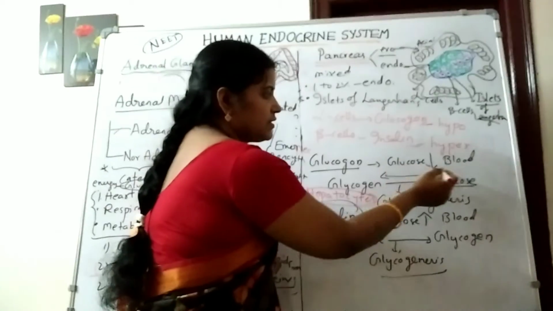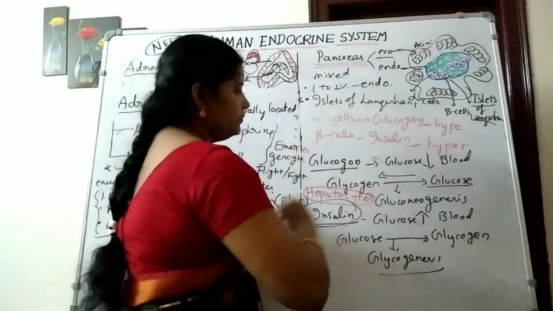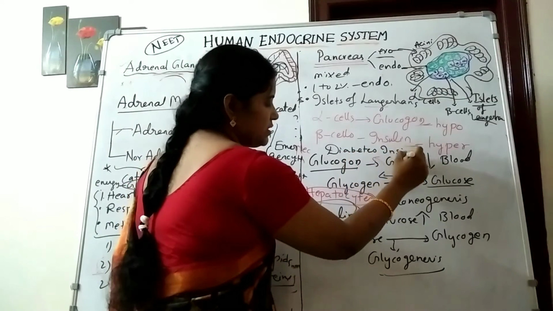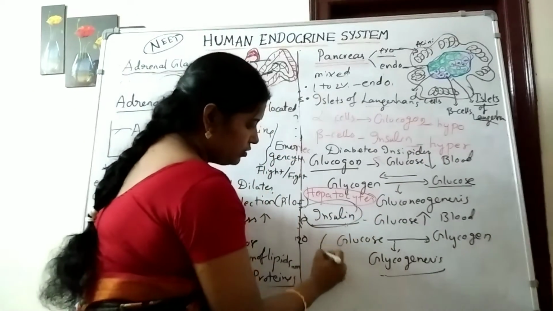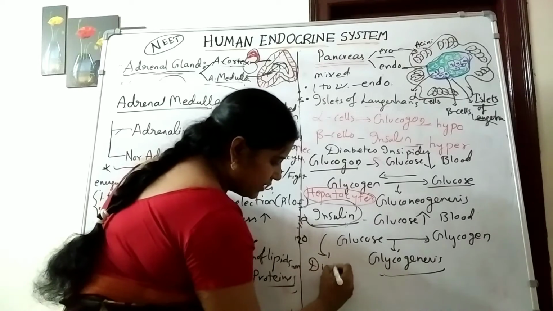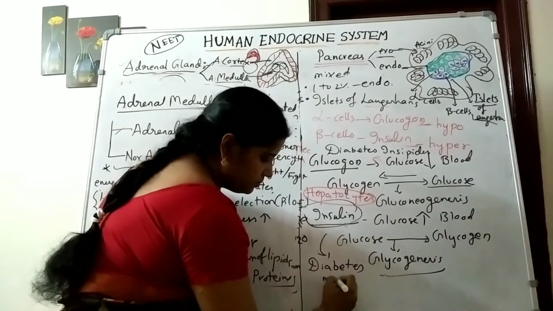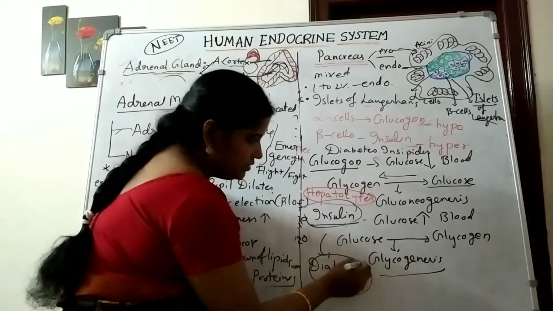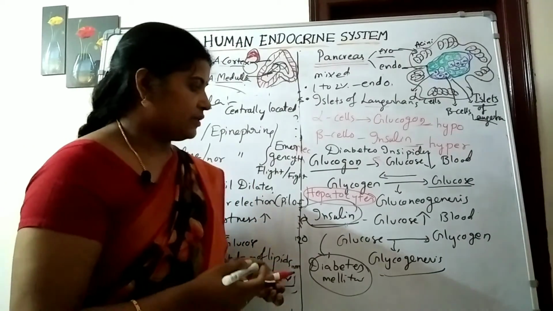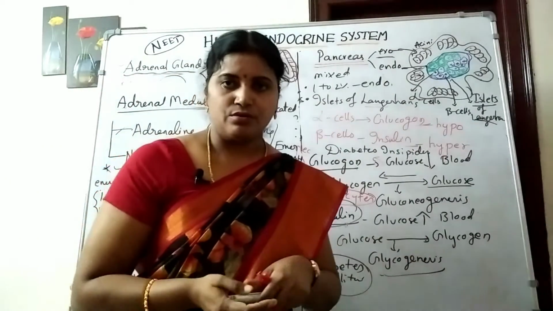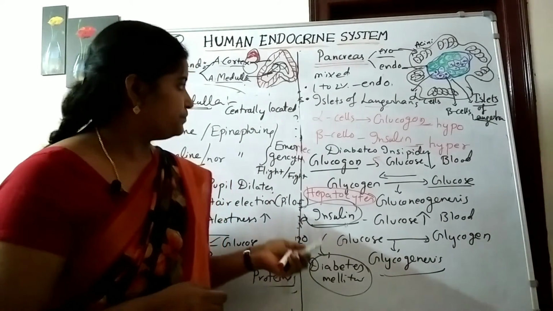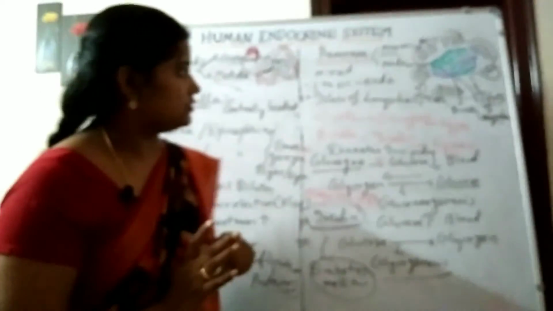When glucose levels decrease in the body, that condition is called diabetes insipidus. When glucose levels increase in the blood, it is diabetes mellitus. When glucose levels increase in the blood, it results in frequent urination. Because of that frequent urination, we lose glucose molecules through urine, and that condition is diabetes mellitus. So this is about the adrenal gland and pancreas.